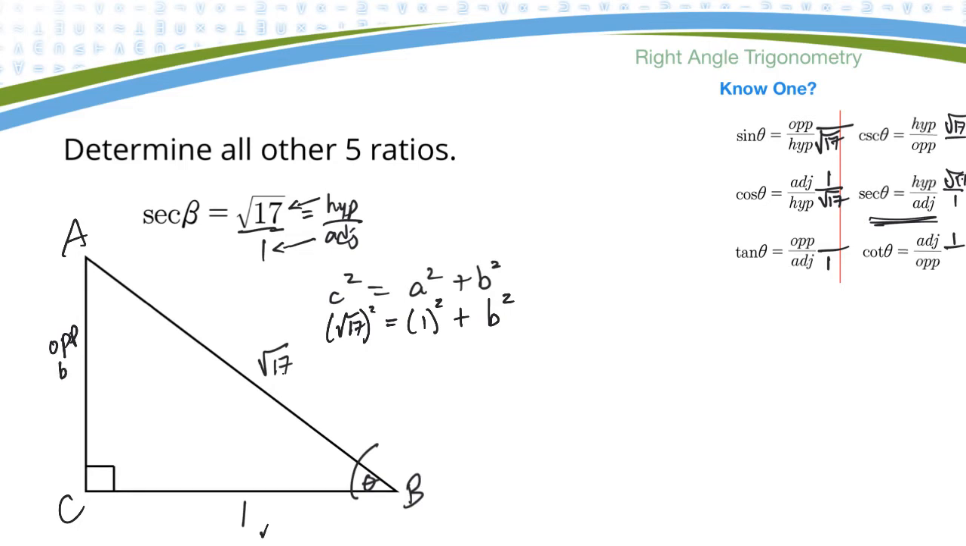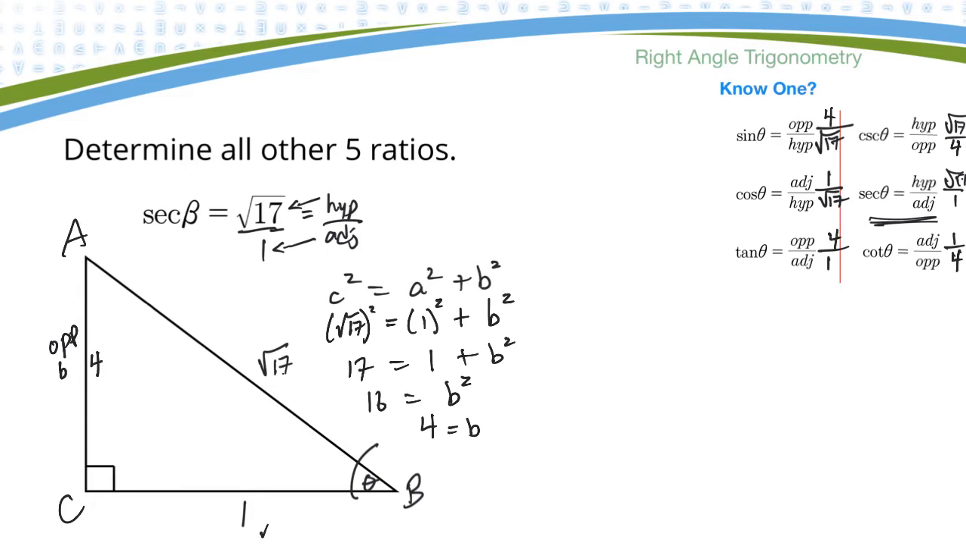Root 17 squared would just be 17, which is equal to 1 plus b squared. Subtract 1 on each side. I'm liking that number. Square root both sides: b is equal to the square root of 16, which is plus or minus 4. Again, for length of sides, we'll use the positive one. So the opposite side here is 4.